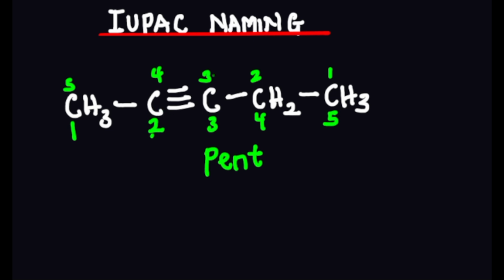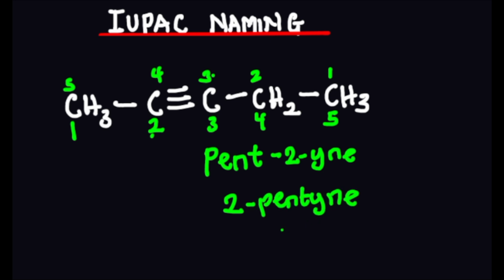So between 2 and 3, which one am I going to consider? I'm going to consider 2 because it is the lowest. So I'm considering numbering backward here. So this is going to be pent 2 yne because we are having a triple bond, or you simply say 2 pentyne. That's going to be the name, right? Now let's go ahead and name another compound.